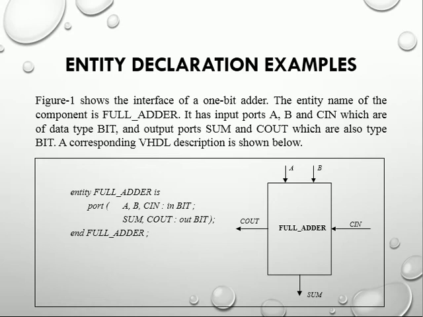Okay, entity sum is, and then port in the bracket A, comma B, comma C, colon in, after that bit semicolon, then Y, colon out bit semicolon. Okay, and then end of that entity sum. So that will be the entity declaration for given boolean function.